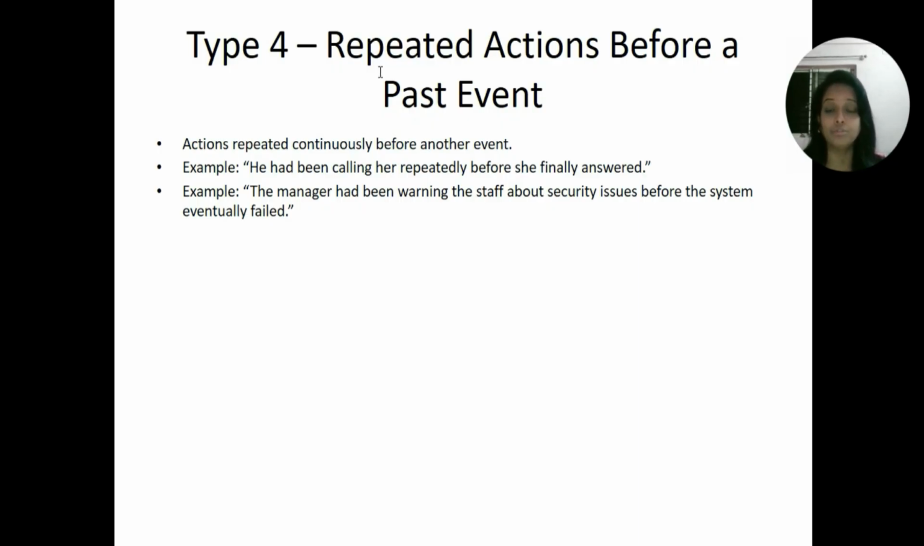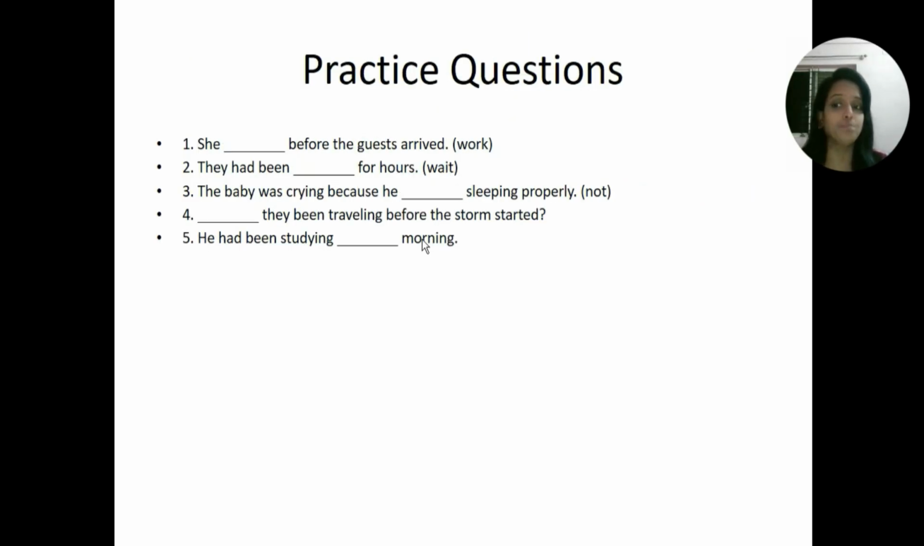And now it's time for us to practice. Shall we start? If you want, you can pause the video and try to go through all these 5 questions and come up with your answers, because it's simple, right? She dash before the guests arrived, and work is given as the verb. They had been dash for hours. In the bracket, it's given as wait. The baby was crying because he dash sleeping properly. Not dash. Dash they been traveling before the storm started? He had been studying dash morning.